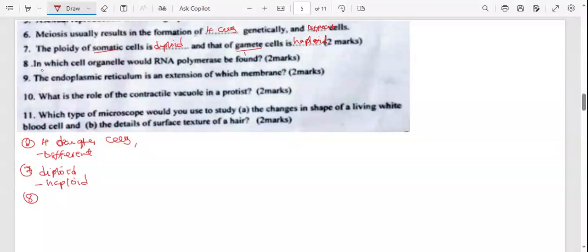The other question 8 says, in which cell organelle would RNA polymerase be found? So where will RNA polymerase be found? You know these RNAs and DNA are found in the nucleus. So just go there and find the nucleus or nucleolus. The nucleus is there, then inside there is a dense fluid called the nucleolus. There are even pores there. There is also some kind of cytoplasm there. So we'll call that the nucleolus.